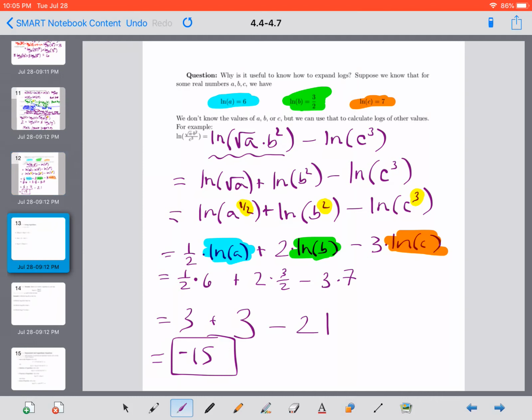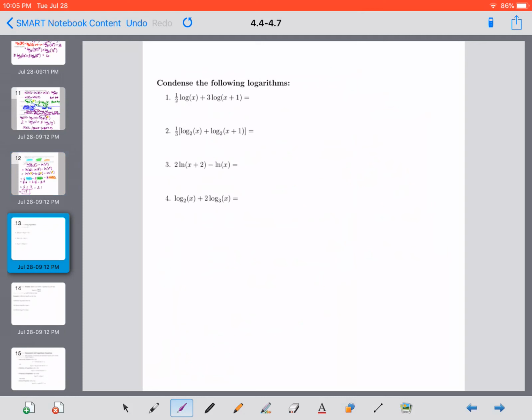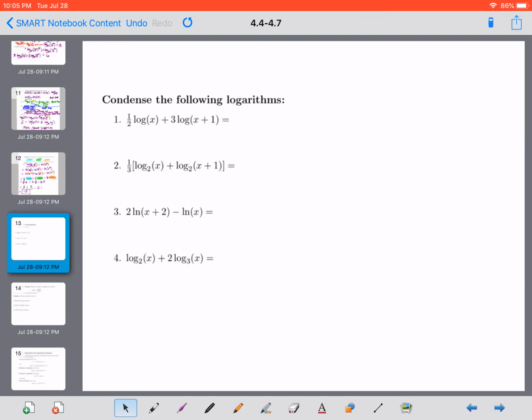Okay, now we can also do the same process in reverse. So we can take a logarithm that's been expanded and condense it into one single log using those exact same properties. Let's do a few examples. So we start with 1/2 log of x plus 3 log of x plus 1. Alright, let's think about what we can do here.